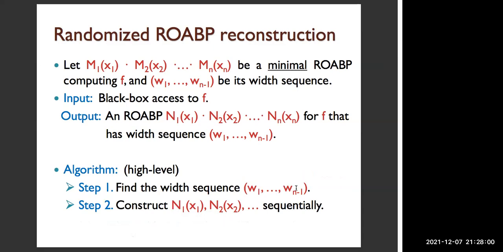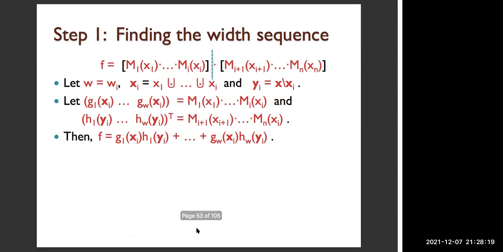At first, it will discover the width sequence. And I think this is the part which Ramprasad might have covered, and this will give you the smallest size. And after it discovers the width sequence, it will construct N1, N2, N3 sequentially, starting from N1. So step 2 is the real learning part. Okay, so how do you do step 1?